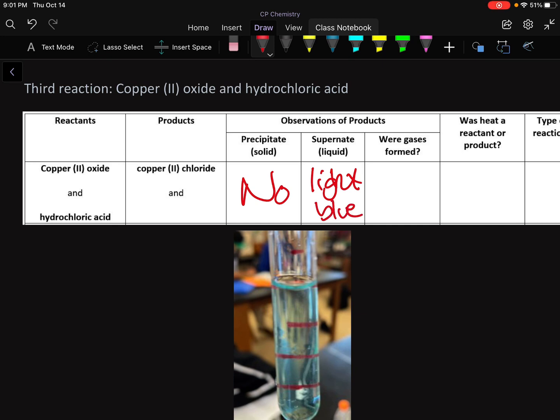Okay, and were gases formed? No, no gases were formed. Now this one you had to predict the product. Again, we have copper and oxygen. This one, hydrochloric acid, is HCl. So what's happening is the hydrogen and the copper are switching places.